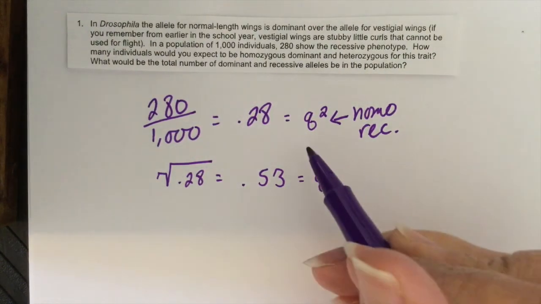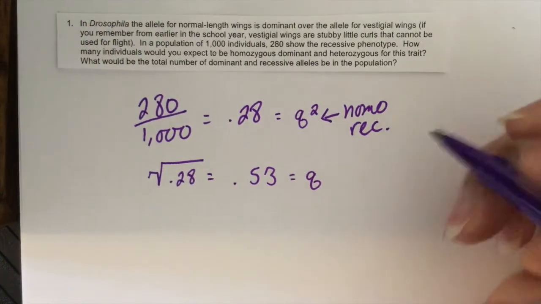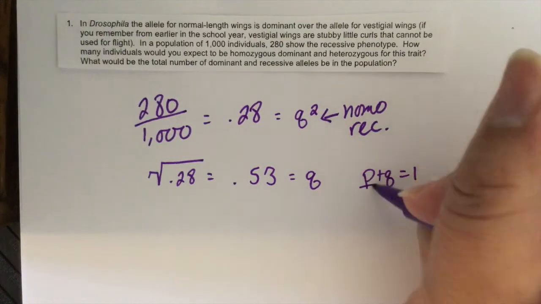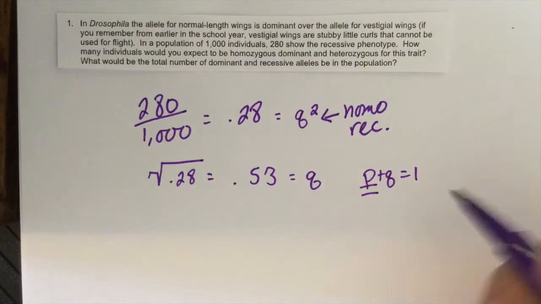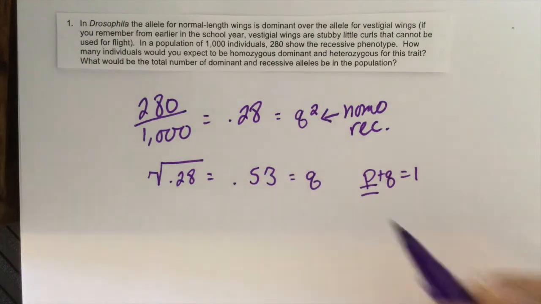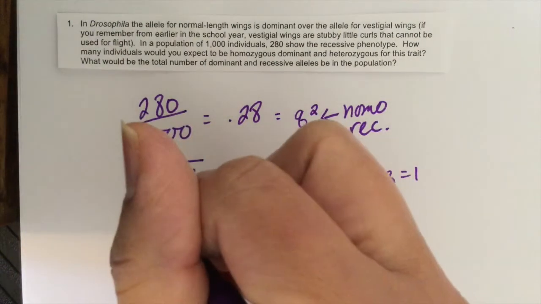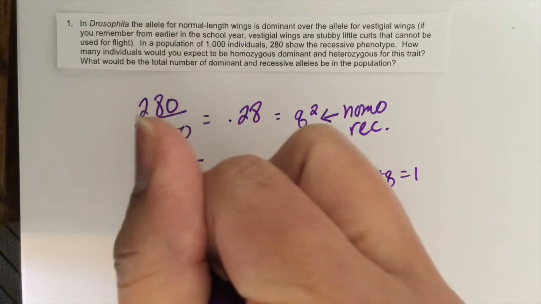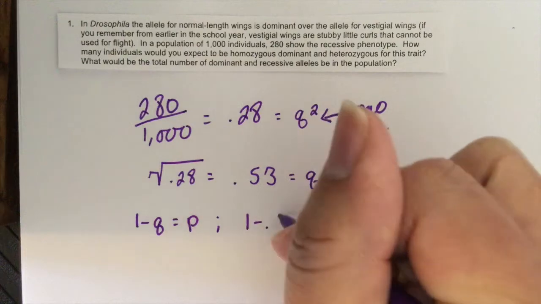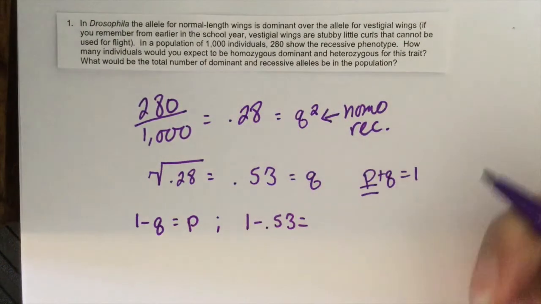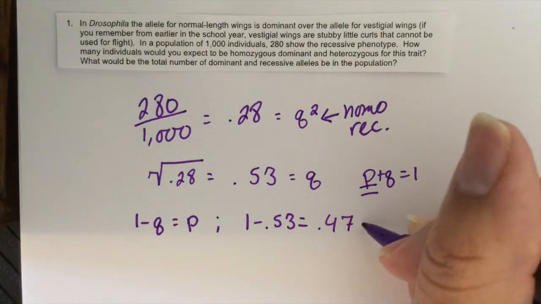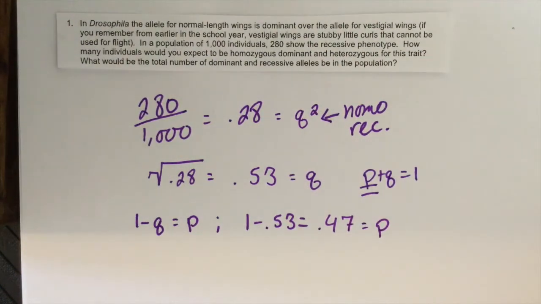So now that we have Q squared and we have Q, we can use our formula P plus Q equals 1 to figure out what P is. So if I take 1 minus Q, which is 0.53, I should be able to get my P value. So 1 minus Q equals P. So 1 minus 0.53 equals 0.47. So 0.47 is my P value.